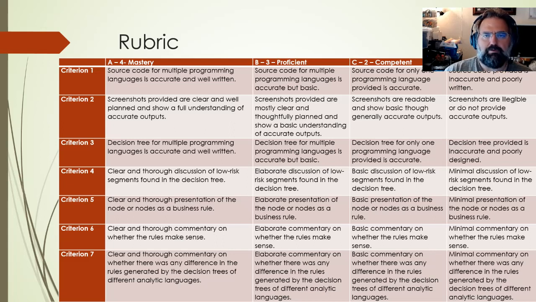So you are able to translate those nodes into rules that are understandable, and a clear and thorough commentary on whether the rules make sense, or is it just some statistical anomaly, or does it jive with your understanding of why someone might actually be in that situation. And a clear and thorough commentary on whether there was any difference in the rules generated by the decision trees in different analytics languages or programs, and if there are, why.